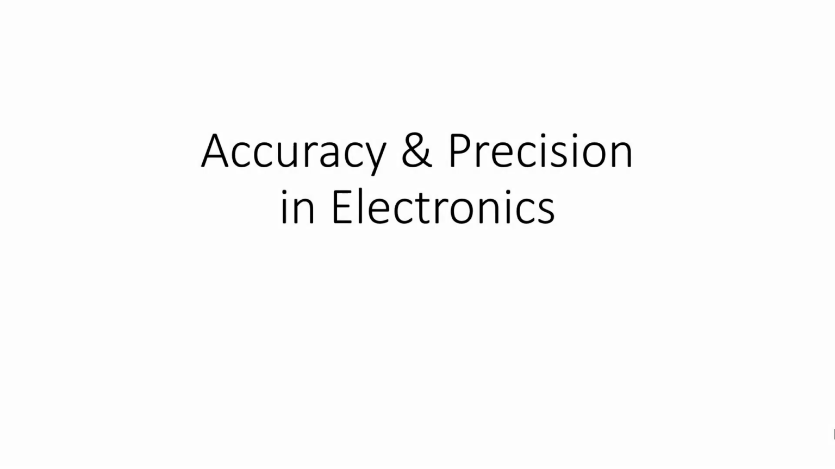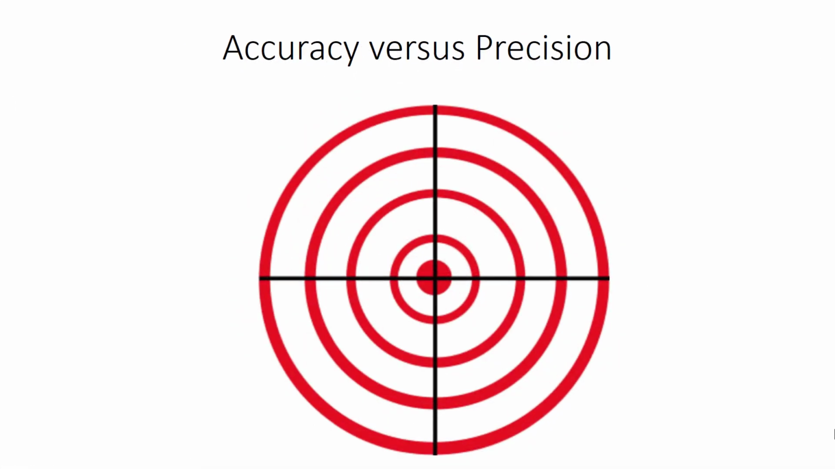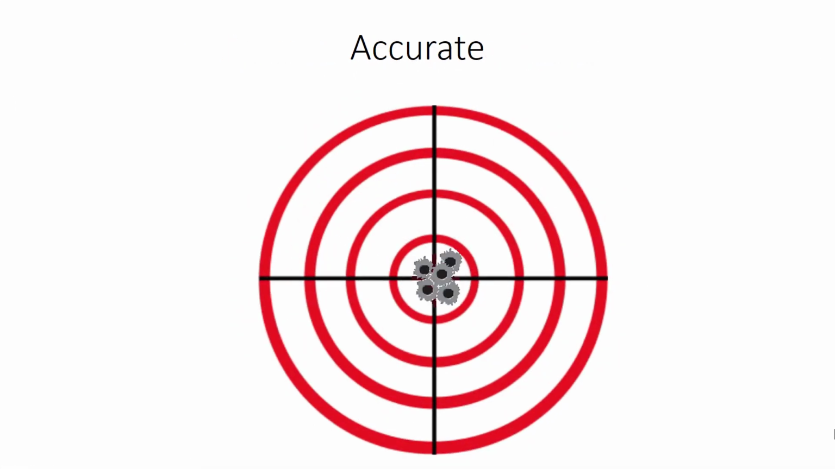Welcome. This lesson is about accuracy and precision in electronics. For me to think about accuracy and precision, it helps best to think about a target. This is accurate, all the bullets hitting the center of the target. This is precise, all the bullets hitting close together, but it's not accurate.